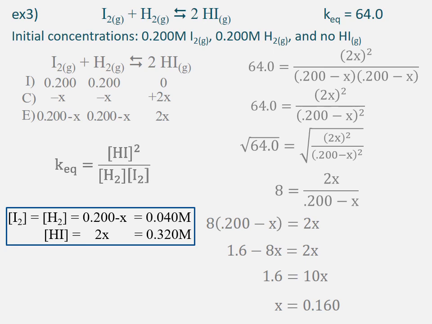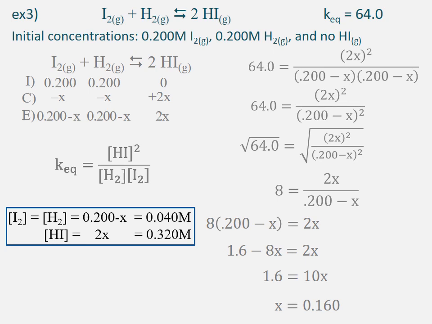Now, question is, why only two significant figures there? Well, it's because of the subtraction when I substituted the x in. 0.200 is good to 3 decimal places. My x value is 0.160, which is good to 3 decimal places. So when I subtract, my answer is only good to 3 decimal places. And that's how I wound up with two significant figures. HI is equal to 2 multiplied by x. So 2 multiplied by 0.160 gives me a concentration of 0.320 molar.